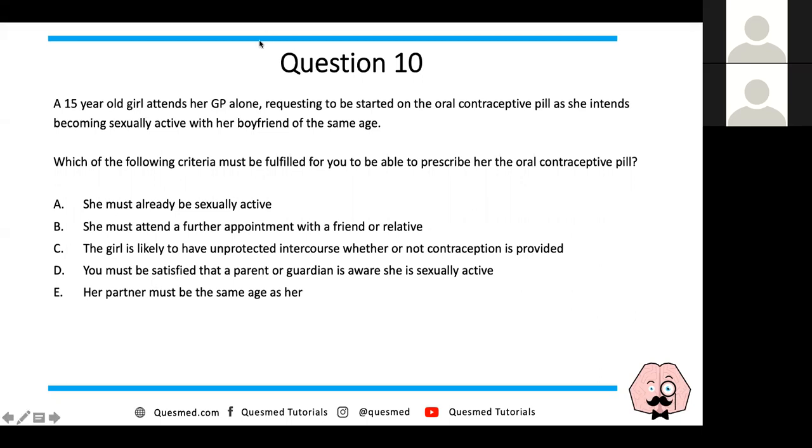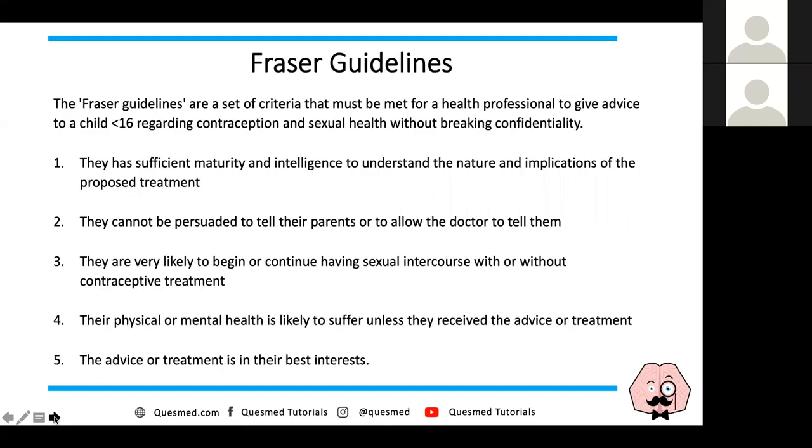Lovely, thank you for answering. So this case relates to the Fraser guidelines, doesn't it? These are a set of criteria that must be met for us as clinicians to give advice to a child under the age of 16 regarding contraception and sexual health without breaking confidentiality. And there's a set of these.